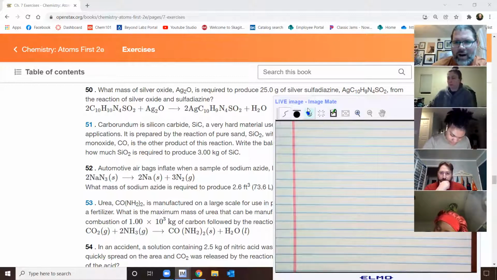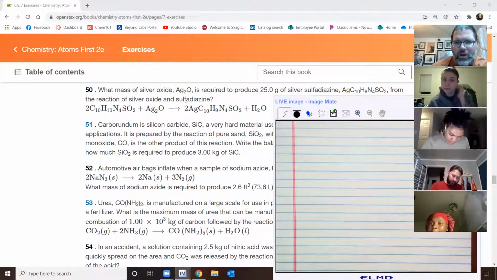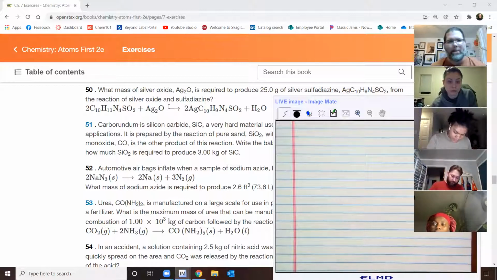So if we can find out how many moles of our silver sulfadiazine, whatever that stuff is, that's actually probably a really cool looking molecule. We won't take too much of our time, but that might be worth a Google search to look at in a little more detail. If we know how many moles of this we have, we can use the coefficients in the balanced equation to figure out how many moles of our silver oxide we need to put into the reaction, right? Okay.